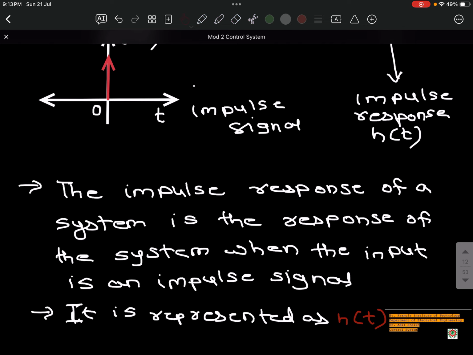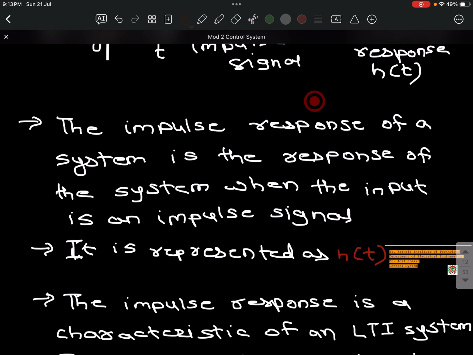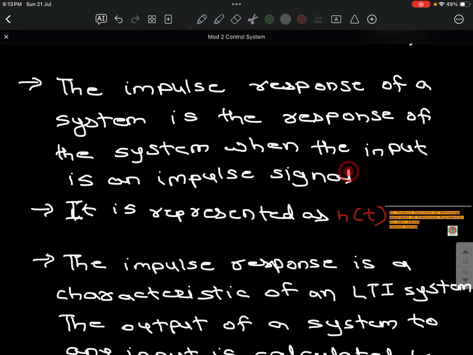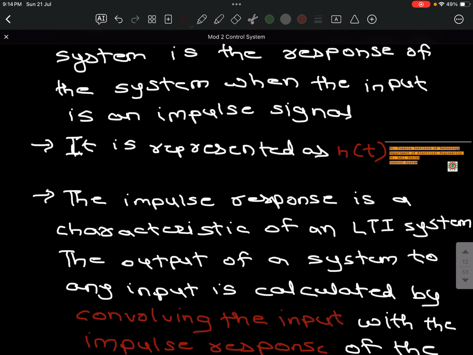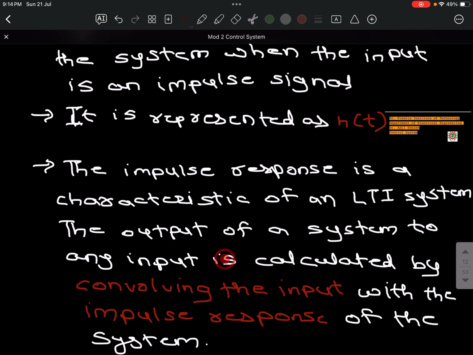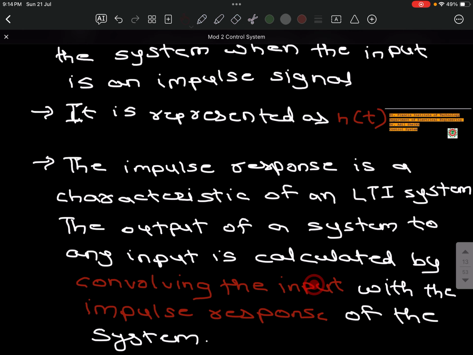Now let's move on to the most important part of this particular topic. The impulse response is a characteristic of an LTI system. Like I said, the output of a system to any input is calculated by convolving the input with the impulse response of the system. Please note it very carefully over here.